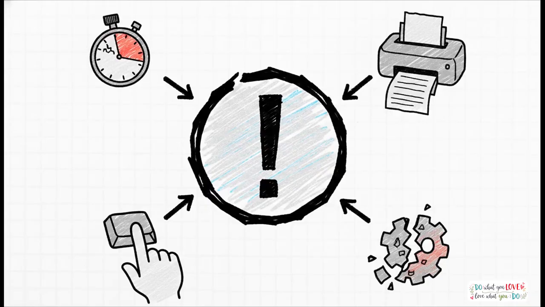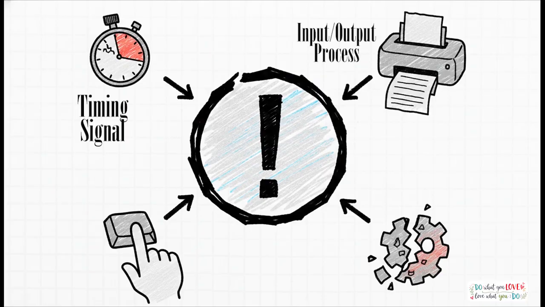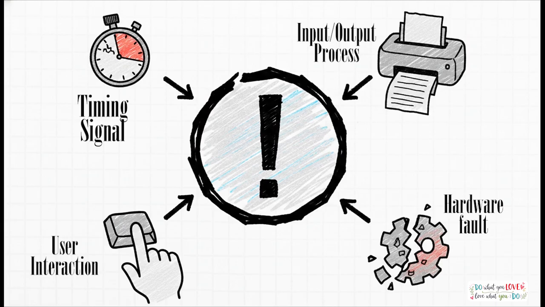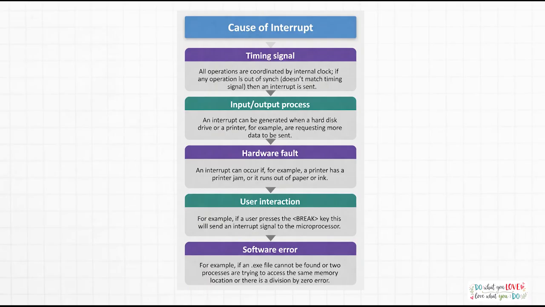And honestly, these interruptions are happening constantly. We're talking millions of times a second. They can be triggered by scheduled timing signals, basic input/output requests from your disk drive, hardware faults like that paper jam, or even just you pressing a single key on your keyboard. Oh, and they are also triggered by software errors. For example, if a program suddenly tries to locate a missing executable file or attempts an impossible math equation, like trying to divide by 0, bam, that's an interrupt.